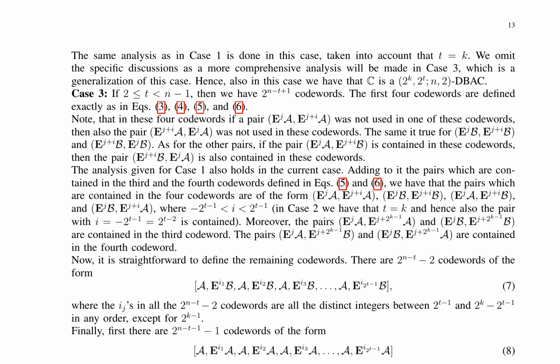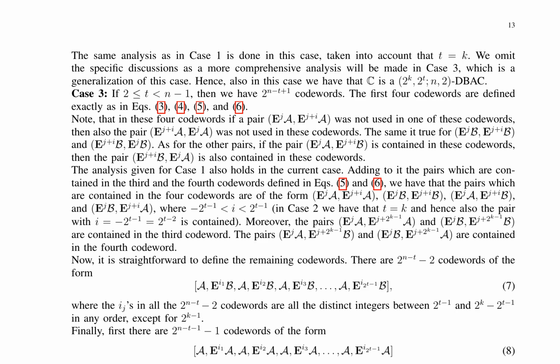In case 1, the authors meticulously analyze the pairs of sequences that can be formed within the first 4 codewords. They illustrate how these pairs are distributed across the codewords, ensuring that no 2 sequences in a pair appear together in any codeword. This leads to the conclusion that C is a (2K, 2T, N, 2) DBAC. Case 2 is a generalization of case 1, with the additional constraint that T equals K.